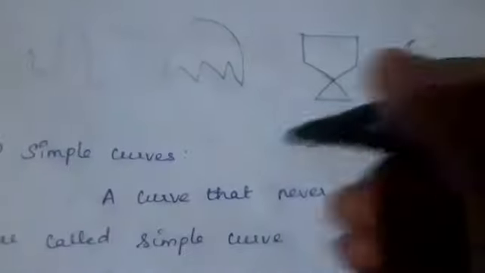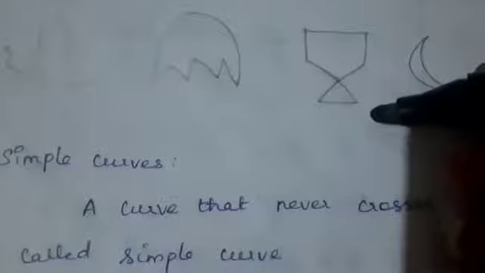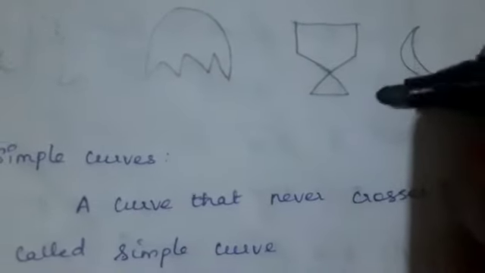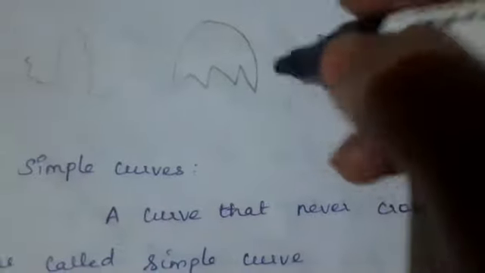See here, these are the examples of curve. I told you a straight line is also an example of a curve in mathematics. So this is also a curve. So what is meant by a simple curve? A simple curve means one which doesn't cross itself. For example, see here, this is a simple curve.